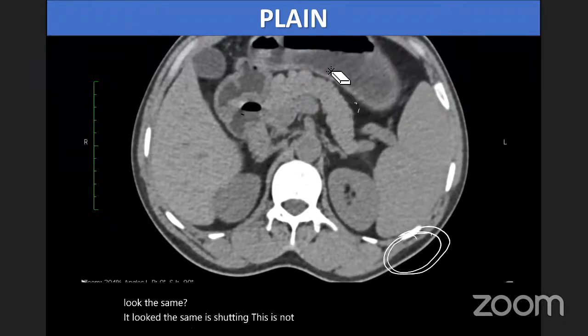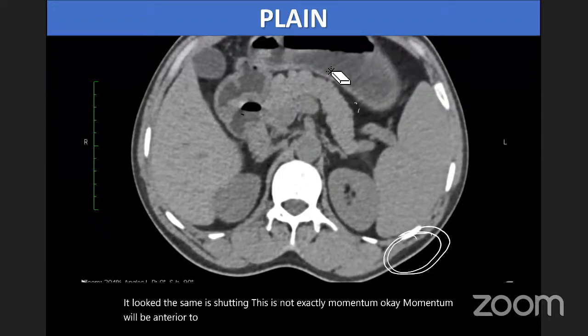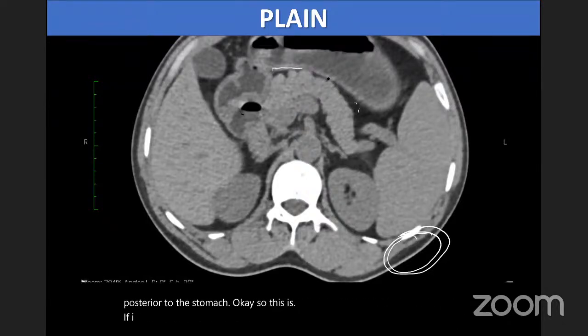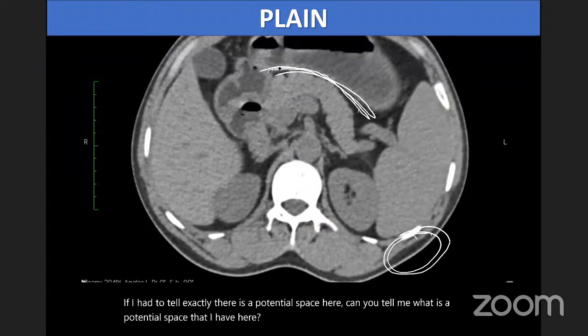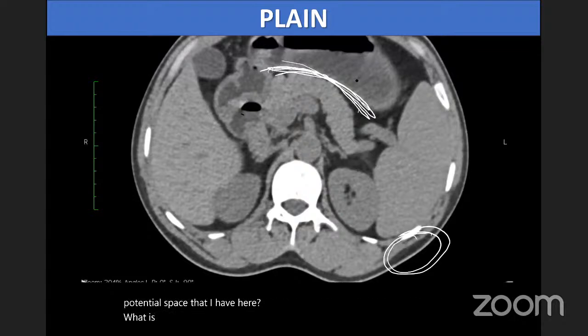Omentum will be anterior to the stomach and below the stomach. Omentum won't be posterior to the stomach. So if I have to tell exactly, there is a potential space here. Can you tell me what is the potential space that we have here? Yes, that's a potential space. It's nothing but the lesser sac.